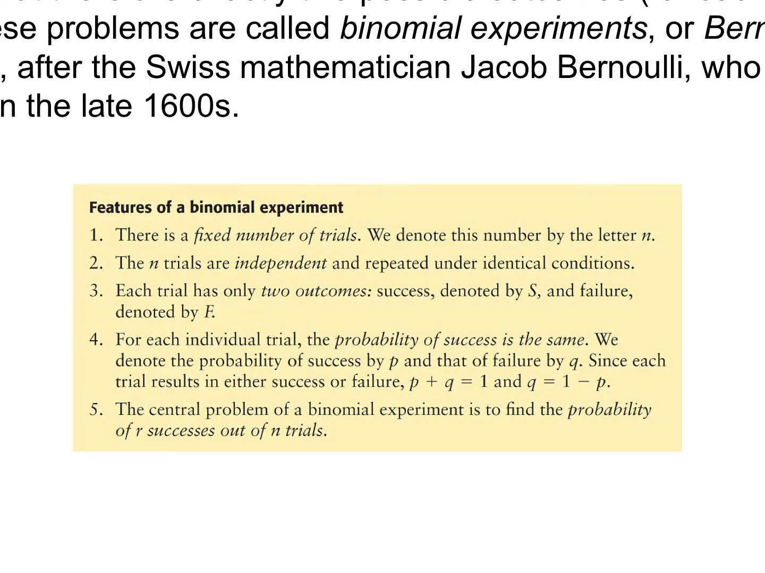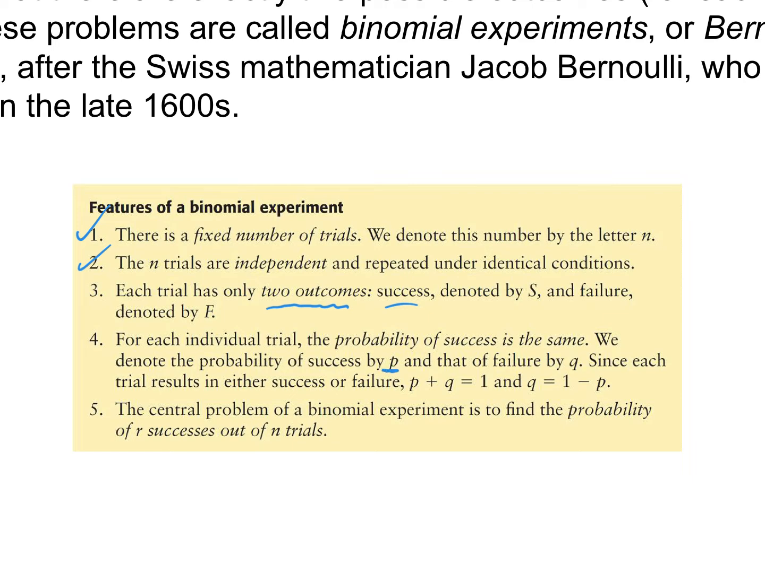So I just want to explain what you need for a binomial experiment. There are a fixed number of trials, right? 100 was the one we just did. The n trials are independent, all right? So if I spin the wheel one time, it doesn't affect spinning the wheel the second time. Each trial has only 2 outcomes, a success and a failure, all right?